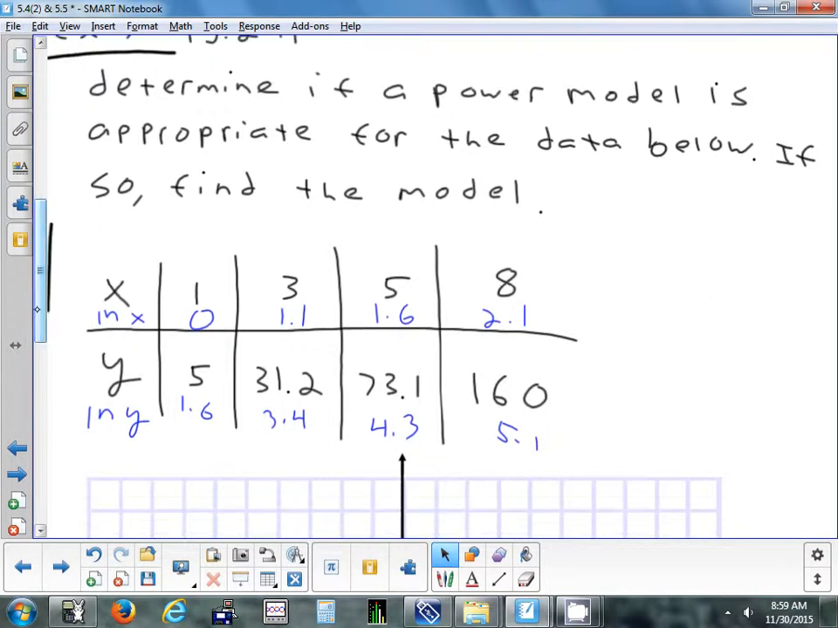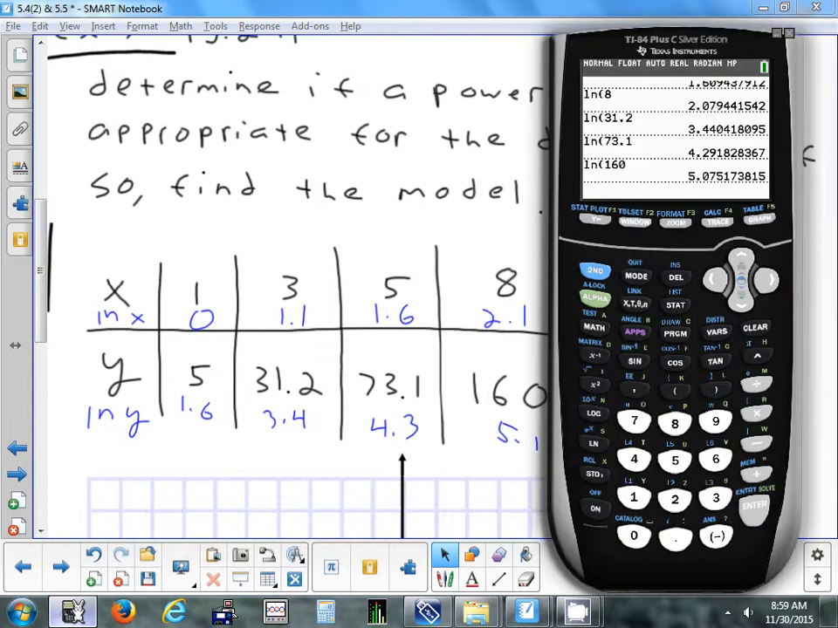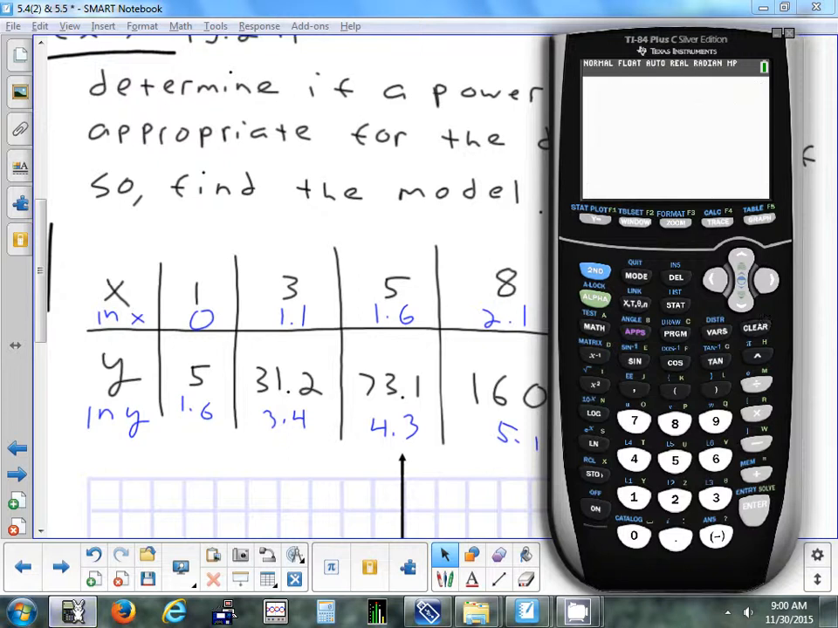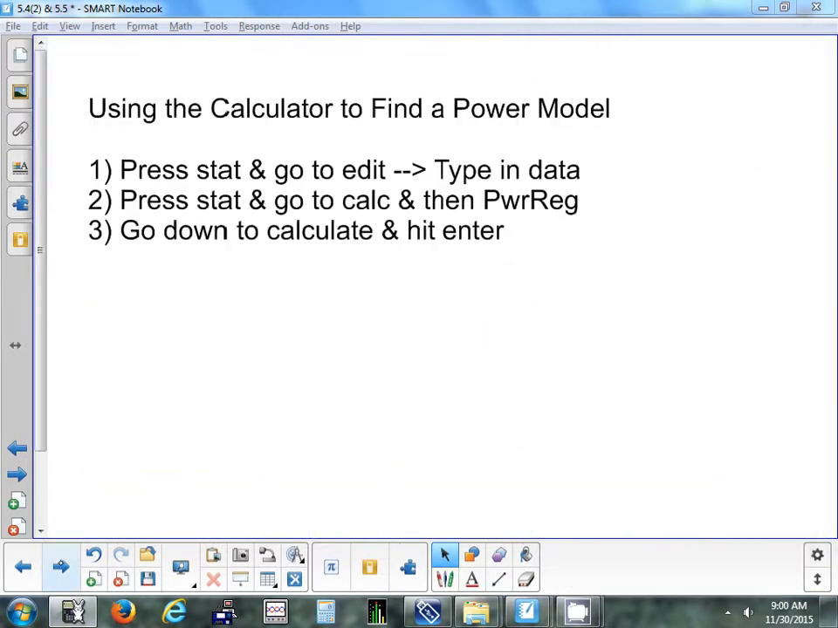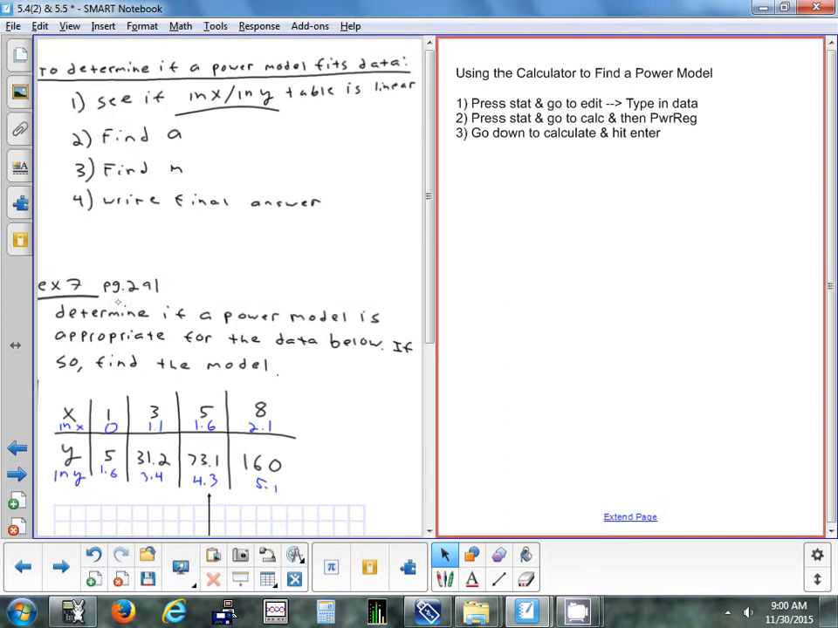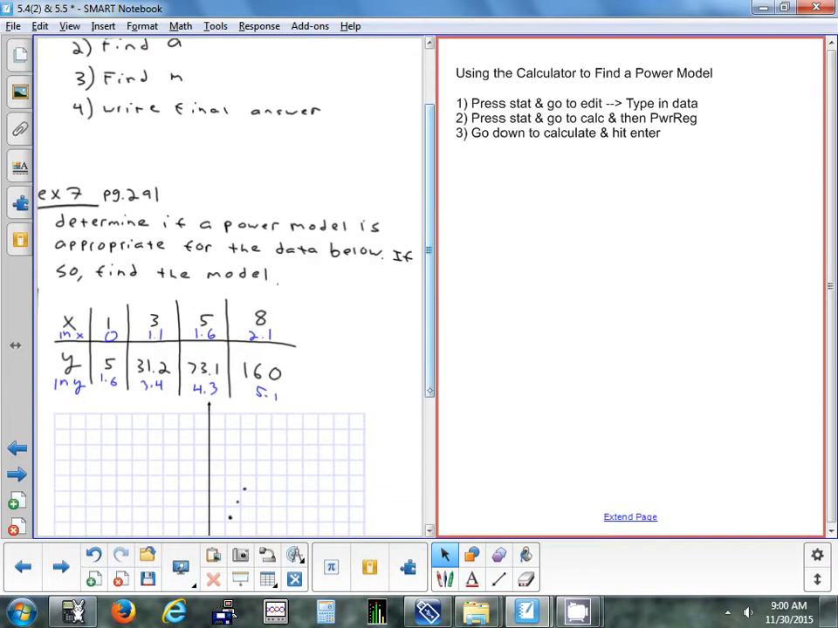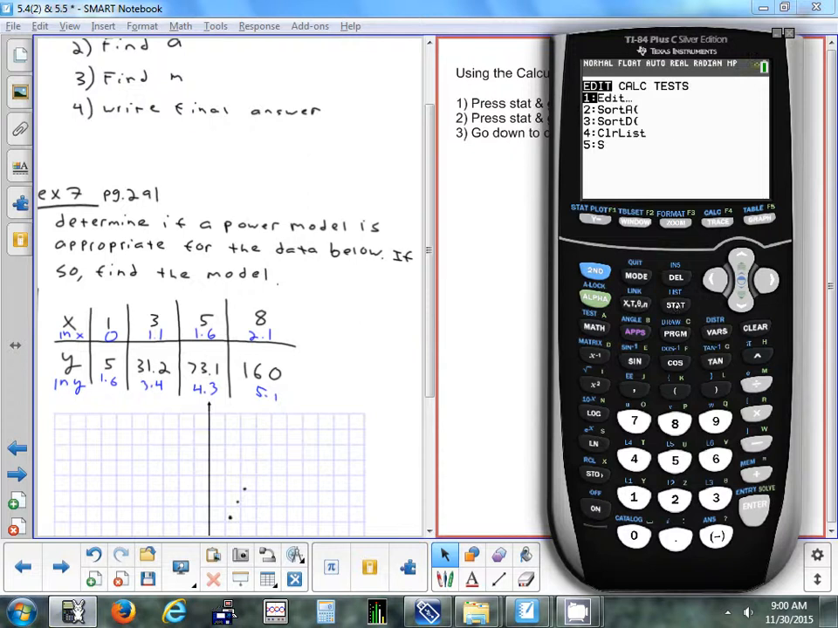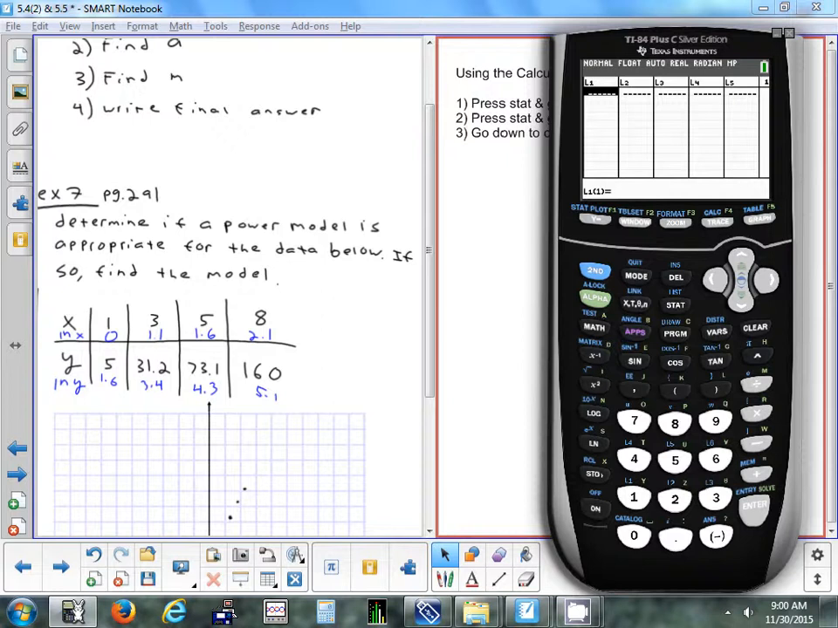All right. So, I think let's go to the calculator. Let's just do it that way. All right, since that's all we're going to be really doing from this point forward, I want to make sure everyone understands how to do it that way. All right, so if we're going to use the calculator, first thing we want to do is press Stat. We're going to go to Edit, and we're going to type in our data. Okay, so I'm going to press Stat. I'm going to go to Edit. I hit Enter, and then I can type in my data.